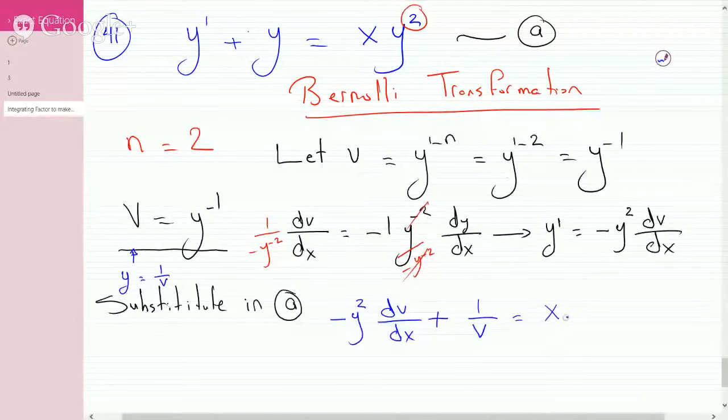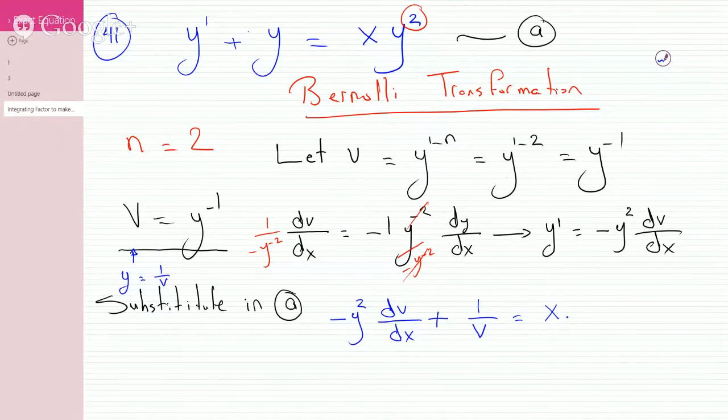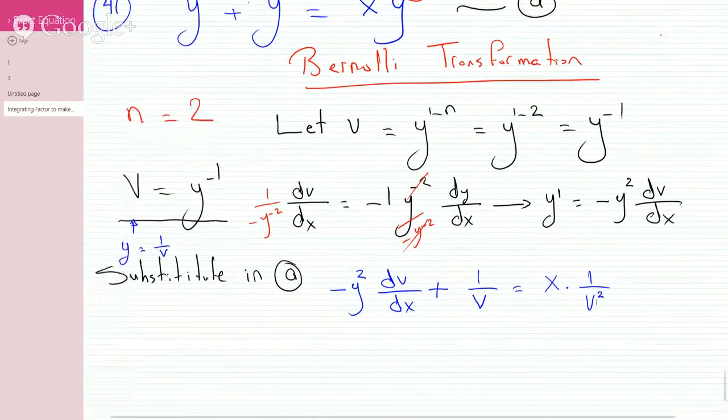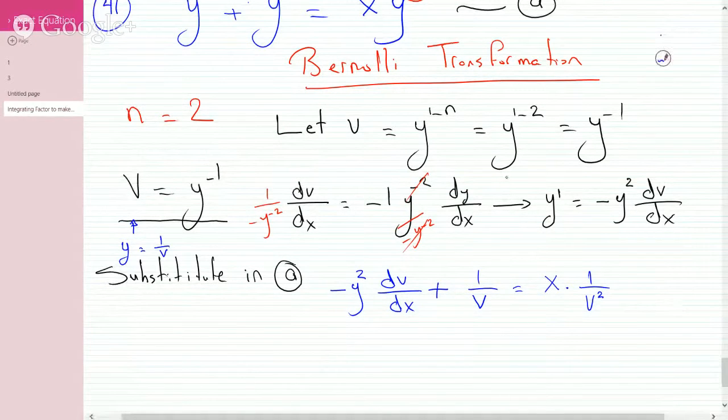So x times, and what's y squared? Well, if y is 1 over v, y squared is just 1 over v squared. Okay. All right. Now, also I can replace this y squared with 1 over v squared. So I might as well go ahead and do that. So 1 over v squared.